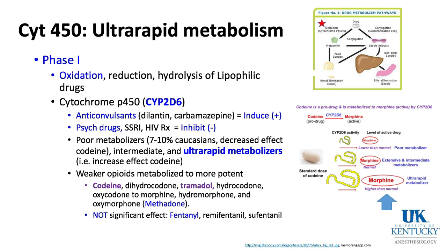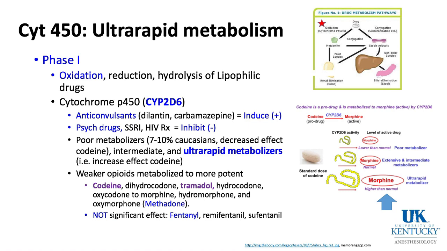And there are other people that are genetically ultra-rapid metabolizers. That's the bottom right, where they have lots of the enzyme around. You give them a standard dose of codeine, and they're going to convert it to a high amount of morphine and have much more effect because of their ultra-metabolism of codeine into morphine.